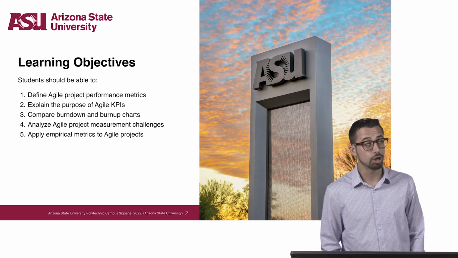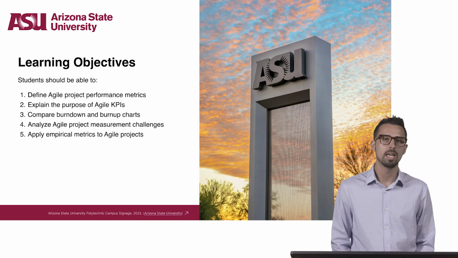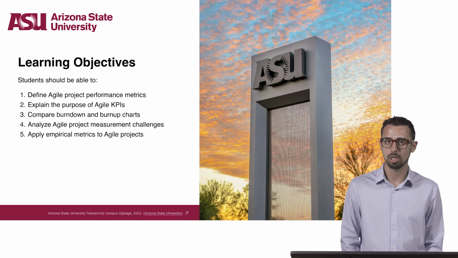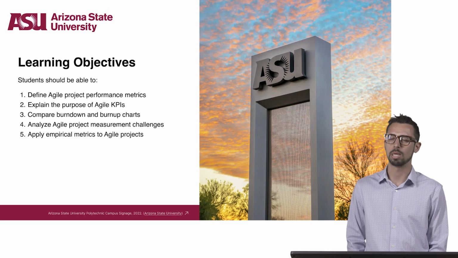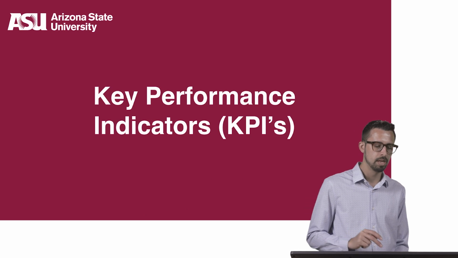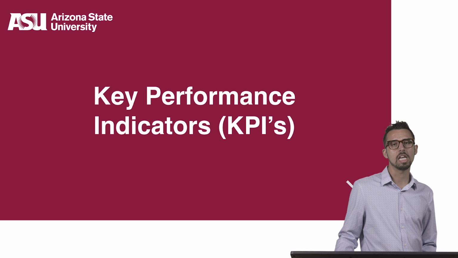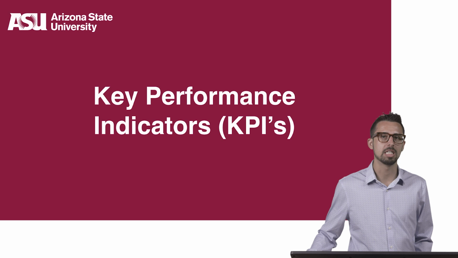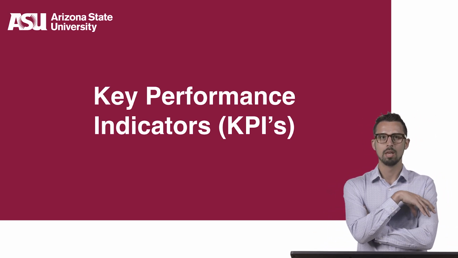Some of your learning objectives are define Agile project performance metrics, explain the purpose of Agile KPIs, compare burn up and burn down charts, analyze Agile project management challenges, and apply empirical metrics to Agile projects, or any project for that matter, but mostly Agile. All right, KPIs, or key performance indicators, are a means of measuring a team's performance to ensure they are on track to hit their project objectives.